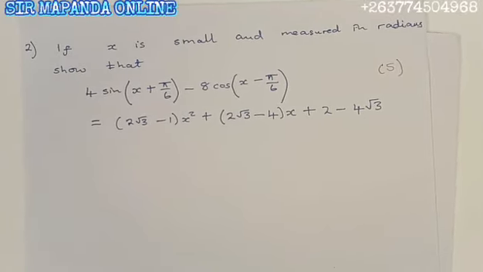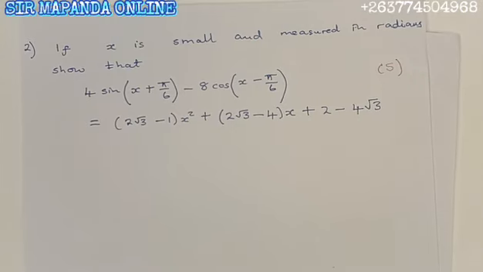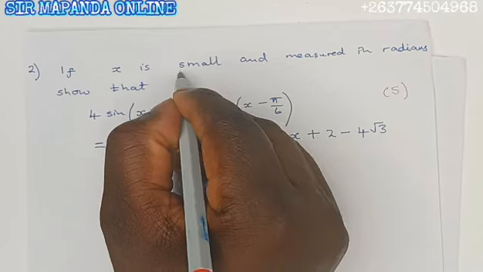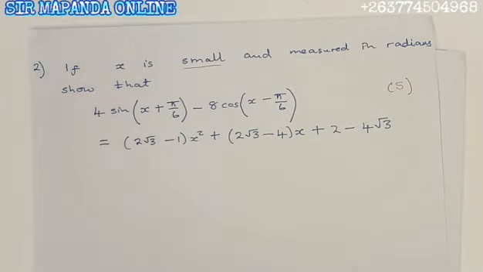Right? We are now on question number 2. It reads, if x, the angle, is small and measured in radians, show that for 4 sine open bracket x plus pi over 6 minus 8 cos open bracket x minus pi over 6 gives you this result, right? So the critical word here is x is small, right?